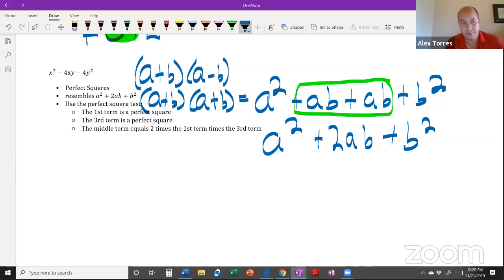So why is 25 a perfect square? Because the factors are 5 and 5. Why is a squared plus 2ab plus b squared a perfect square? Because the factors are a plus b and a plus b.